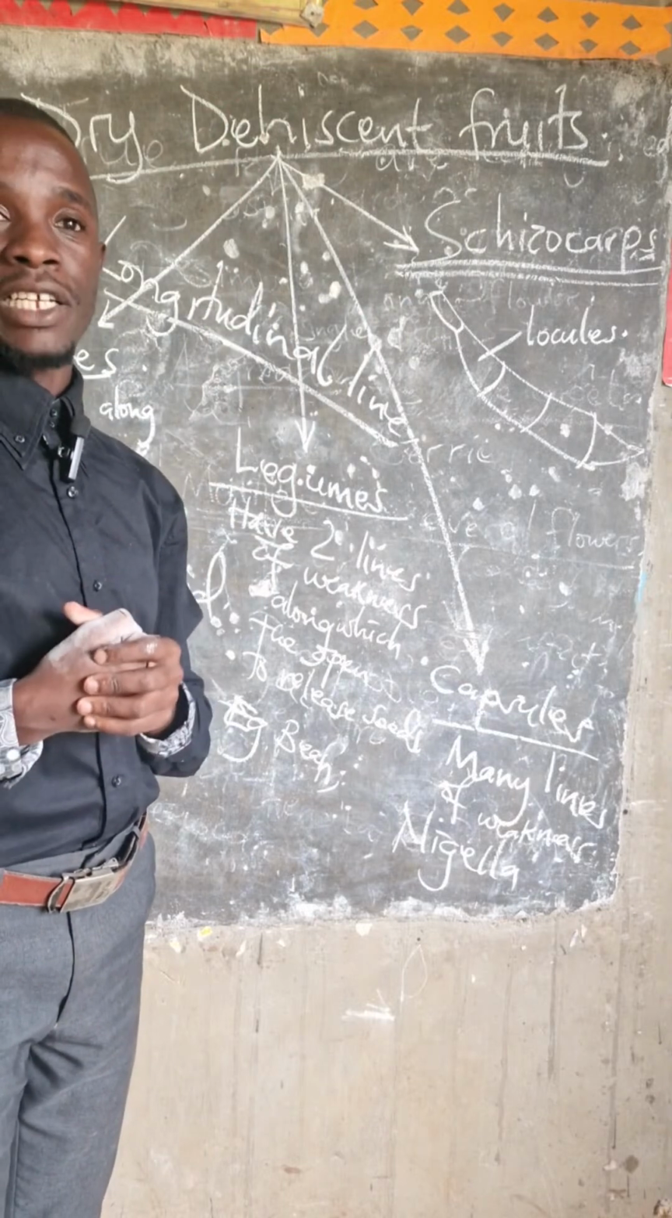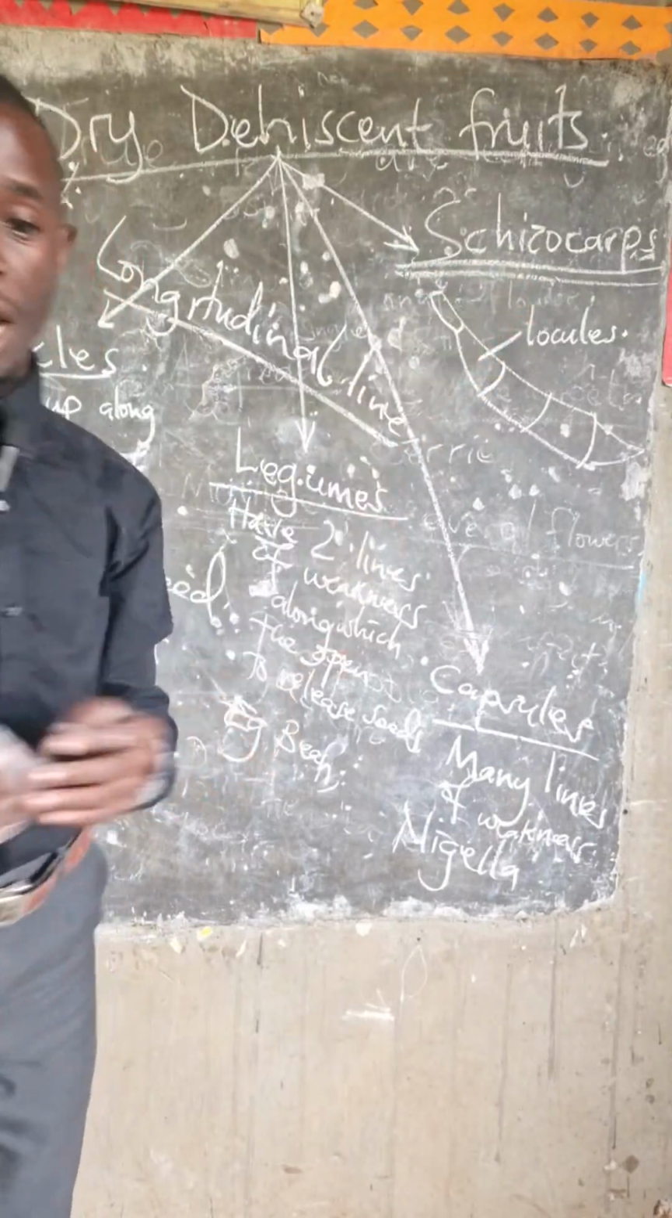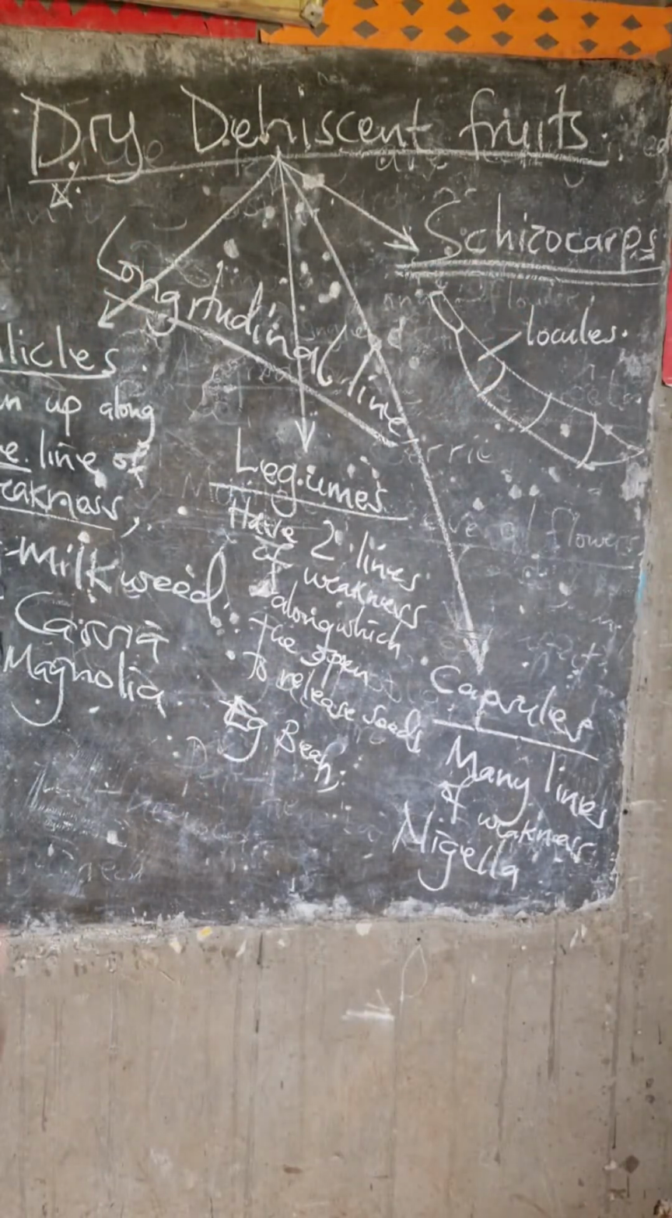Let me hope we are clear. For these ones we can give an example of a schizocarp, which is the green leaf desmodium. If you have any question, please pose it. I'm going to respond to it.